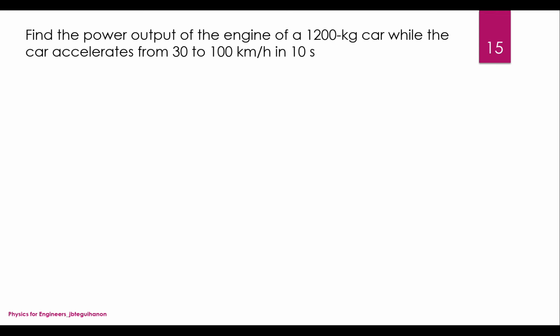This is your JBT Chemistry and Engineering tutorial. Okay, may problem po tayong dapat i-review, practicein, pag-aralan. Find the power output of the engine of a 1,200 kilogram car while the car accelerates from 30 to 100 kilometers per hour in 10 seconds. Okay, so 10 seconds lang. Hanapin na natin yung power, no? Yung power nito.